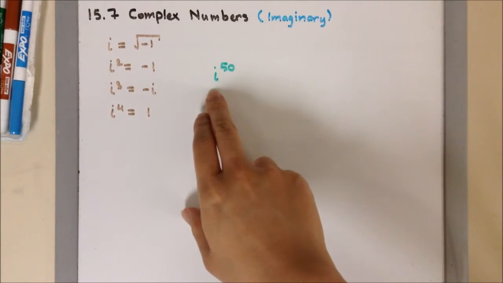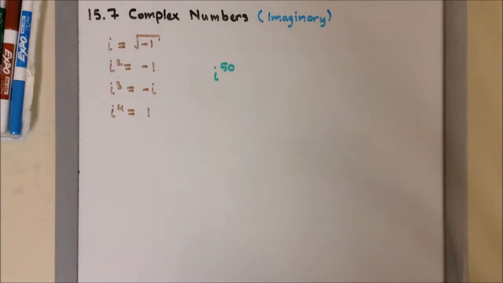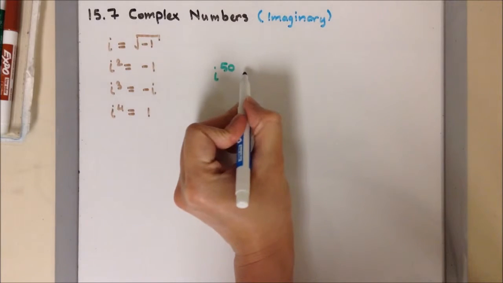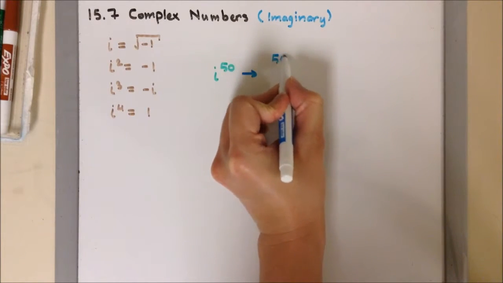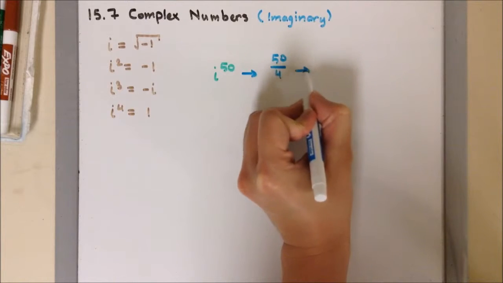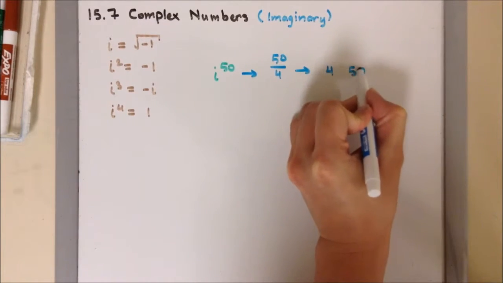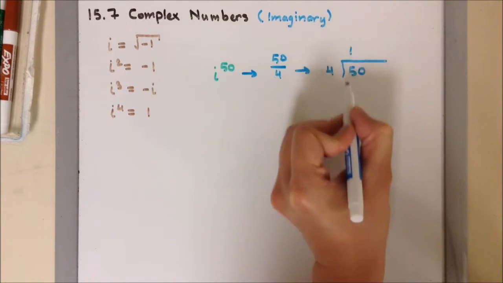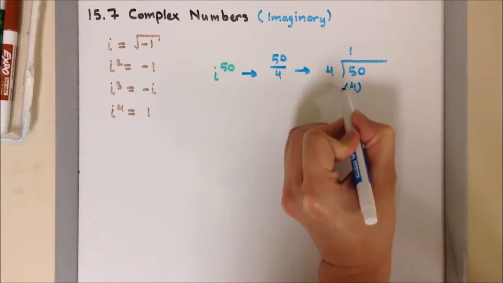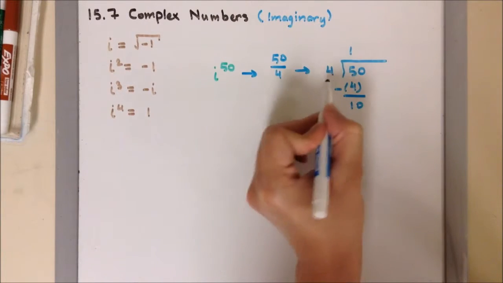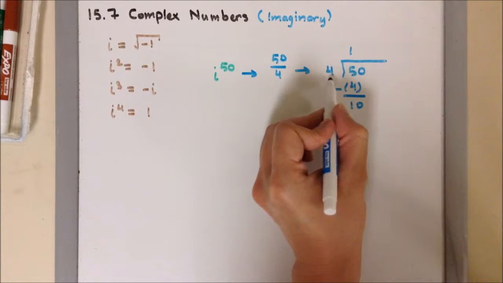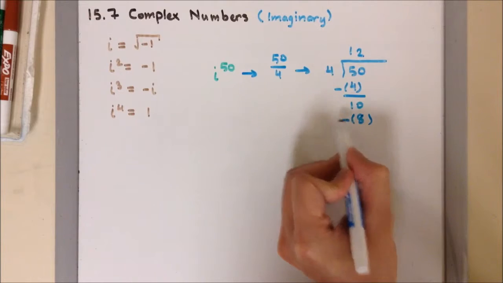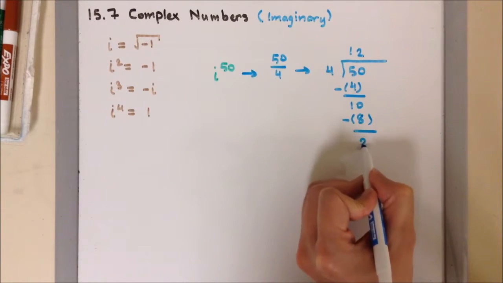Here we have i to the 50th power. So what I'm going to do is do the long division with the exponent. So 50 over 4, so long division, like so. 4 can go into 5 one time. I'm going to subtract. 10. 4 can go into 10 2 times, which is 8. Subtract, my remainder is 2.